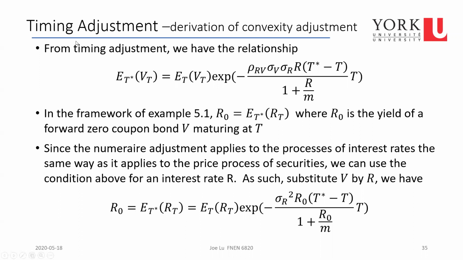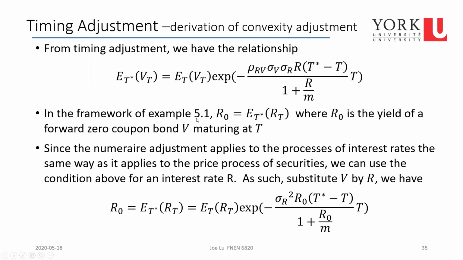Now let's take a look at some equivalence between timing adjustment and convexity adjustment. For timing adjustment, we have this relationship: the expectation of VT with the numerator asset being the zero coupon bond that matures at T star is equal to the expectation of VT, where the numerator asset is a different zero coupon bond that matures at big T rather than T star, multiplied by this adjustment factor here.